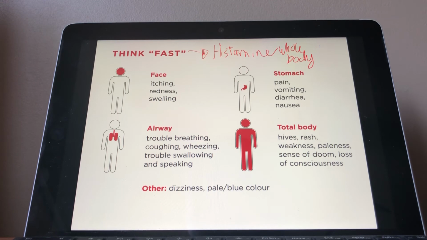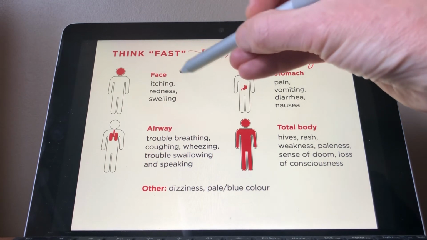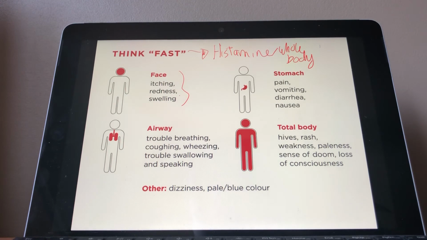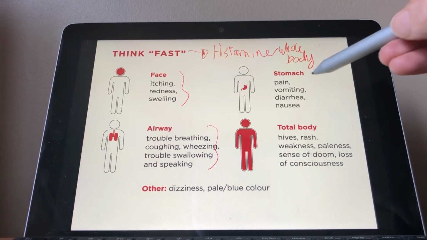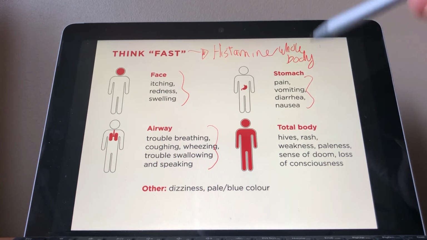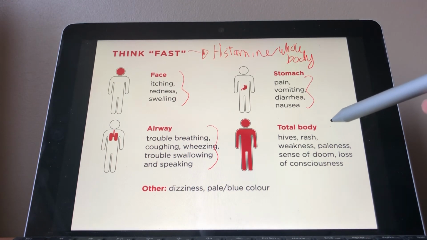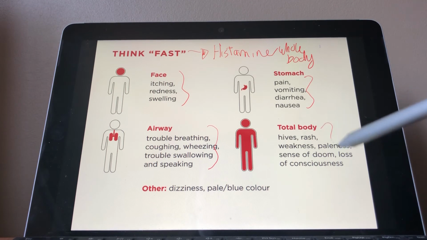Now, for example, what are some things that you might see with somebody who is in what we call anaphylactic shock? Their face could be itchy, red, and swelling. They could have difficulty breathing, coughing, wheezing, pain in the stomach, vomiting, diarrhea. And then it could be lots of other things, just kind of total body, hives, rash, etc.